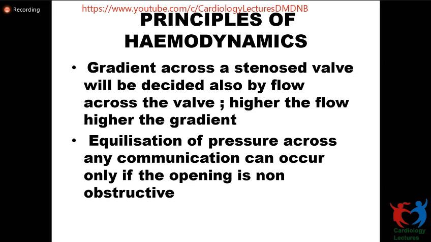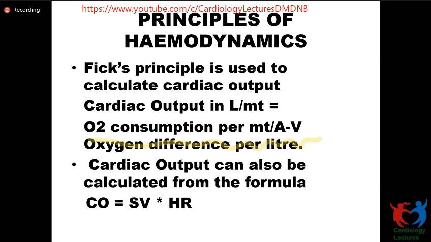Fick principle is used to calculate the cardiac output. All of you know the Fick principle. The cardiac output is calculated from the formula: cardiac output in liters per minute is equal to oxygen consumption per minute divided by arteriovenous oxygen difference per liter. So this is the formula that we apply to calculate the cardiac output.